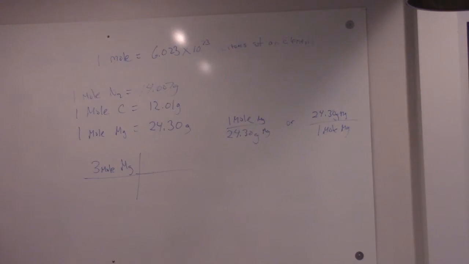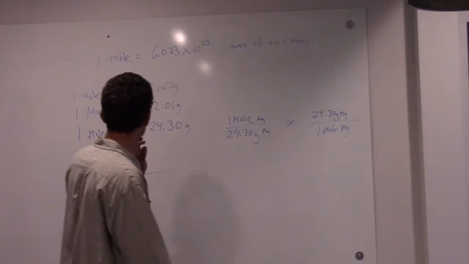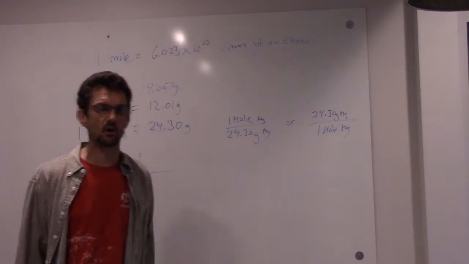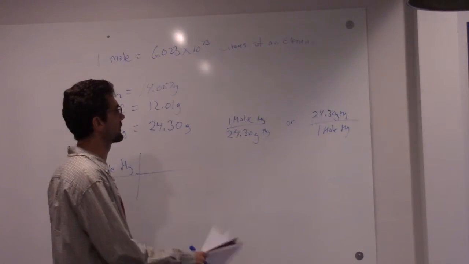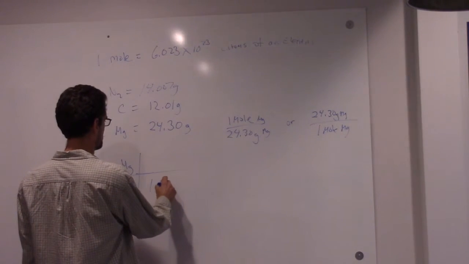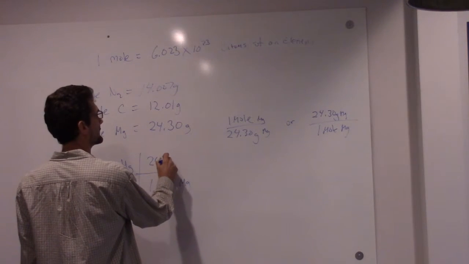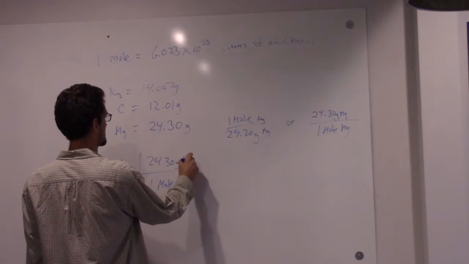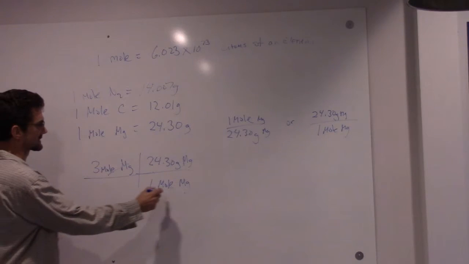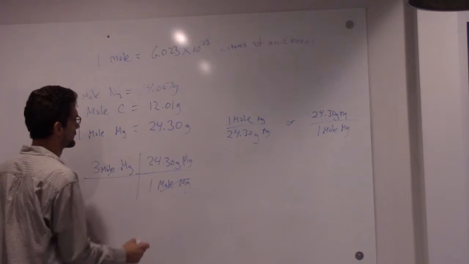Right? So which one of these are we going to use? Which one should I use? I want to end up with grams, right? I want to know how many grams 3 moles of magnesium weigh. So I want it to come out in grams. I'm going to use this conversion right here. So 1 mole of magnesium is equal to 24.30 grams of magnesium. And then we cross out moles here, leaving us with 3 times 24.